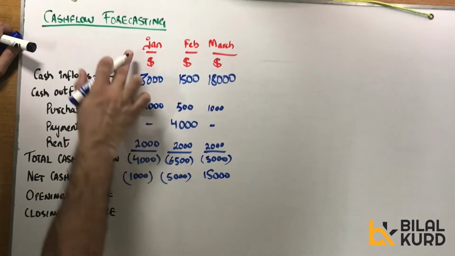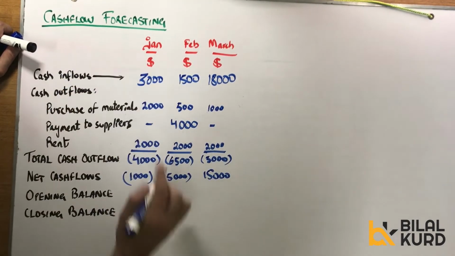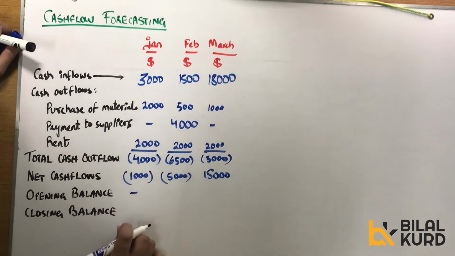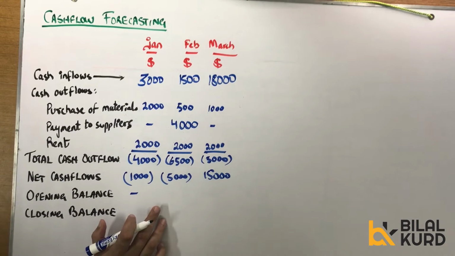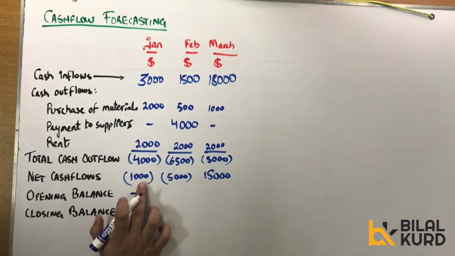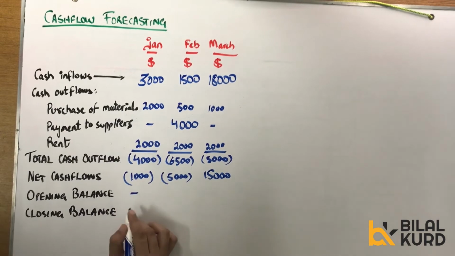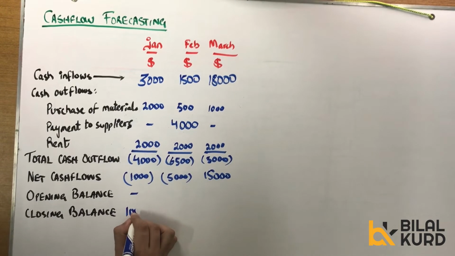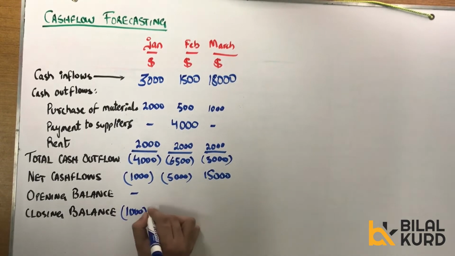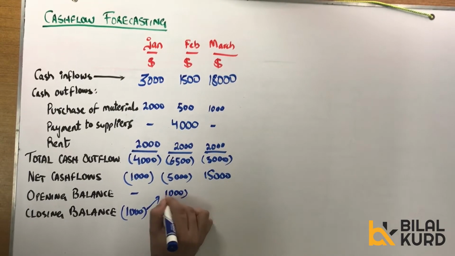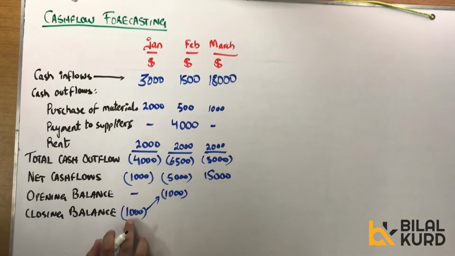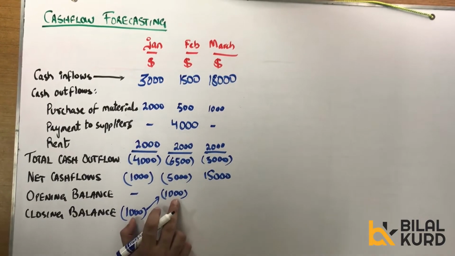Since it was the first month of this forecast, for simplicity reasons, I have considered no opening balance. So at the end of January 31st, you have a liability, in other words, a cash outflow, the net cash flow of 1,000 negative. This is the closing balance for January and would be transferred to February as it is. In other words, the closing balance of a previous month or period will become the opening balance of the next month or next period.